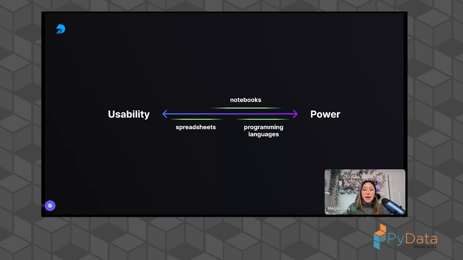Notebooks and IDEs, on the other hand, sit closer to the power end of the spectrum because of the high ceiling of what you can do with code, but they also have a much higher barrier to entry. Somewhere in the middle of this spectrum is an ideal tool with the accessibility and simplicity of a spreadsheet, but also the scalability and power of code.